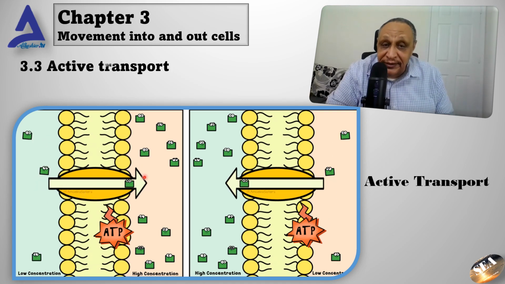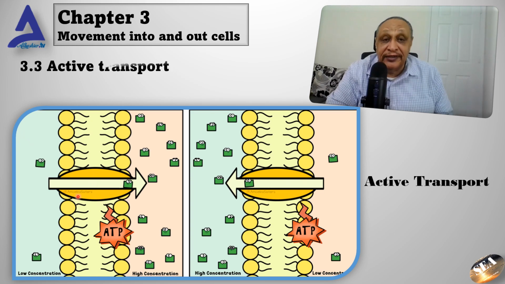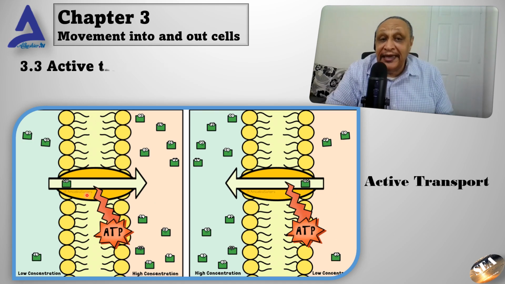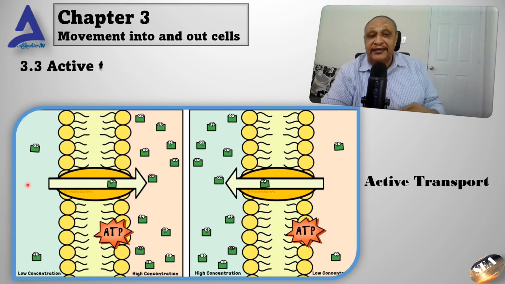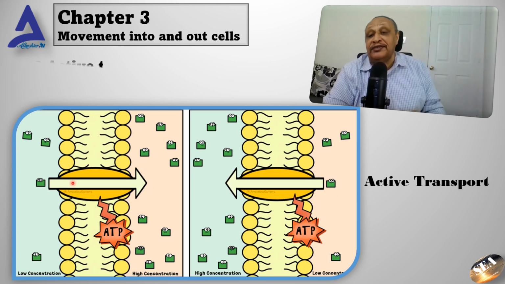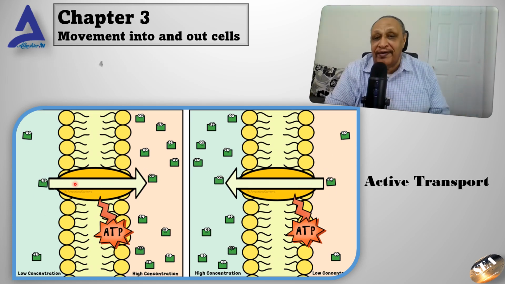This needs energy. Second, it needs a protein. You see this one? This is a carrier protein. It is like an upper, a tirhal, something that helps it to move out against the concentration gradient.